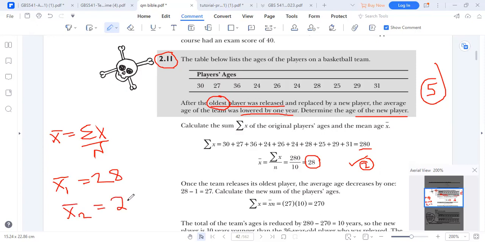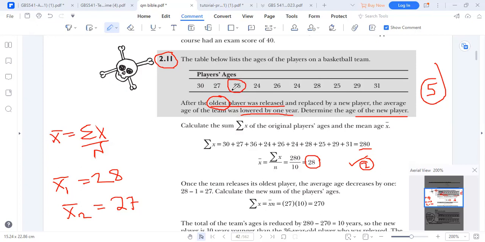27. Are we together at that point? Yes. Then we also need to identify who was the oldest in here. So we need to identify the oldest age in here. Which one is our oldest age? 36. 36, correct.